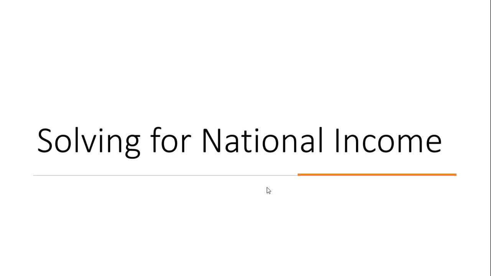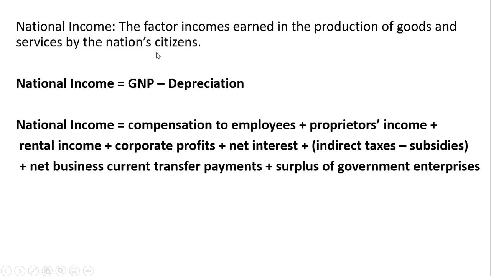Hello, in this video we're going to look at solving for national income and the components that make up national income. So national income is the factor incomes earned in the production of goods and services by the nation's citizens. The simplest way to get national income is if you have GNP, gross national product, and subtract from it depreciation.